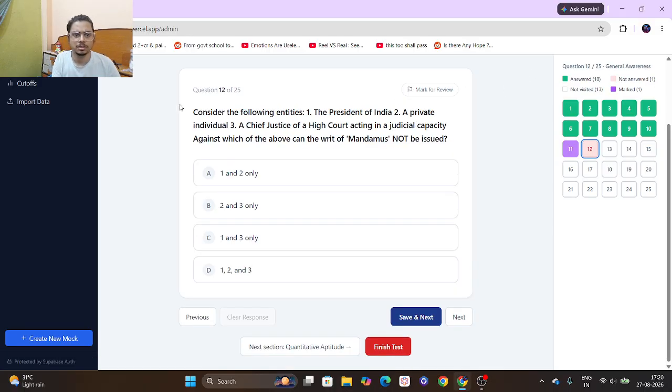It won't be Mimamsa, but still I have no idea. Consider the following entities: the President of India, a private individual, a Chief Justice of a High Court acting in the judicial capacity. Against which of the above can the writ of mandamus, meaning we command, not be issued? All three: High Court, Chief Justice, President, and private. All three.